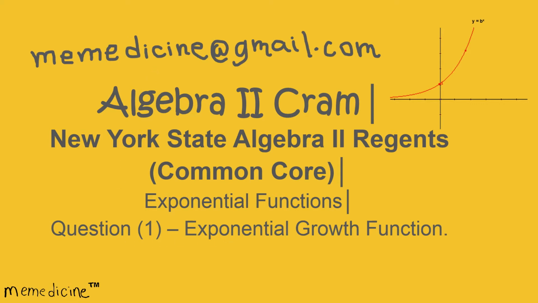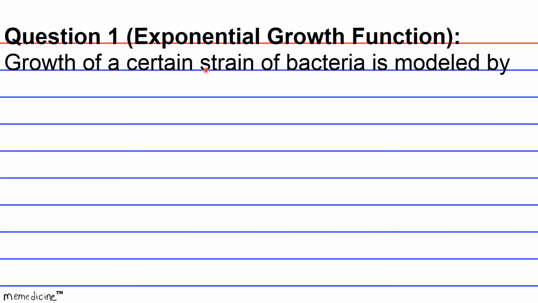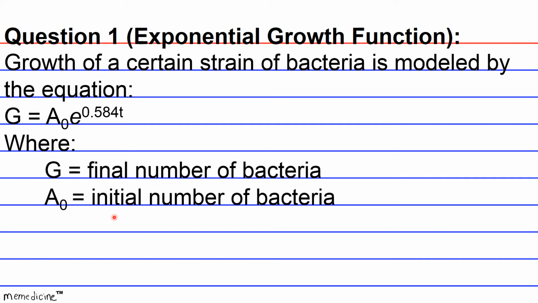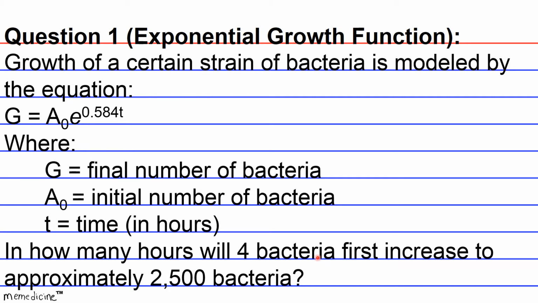All right, let's delve into the concept. Question 1, exponential growth function. Growth of a certain strain of bacteria is modeled by the equation G equals A sub 0 times e, this is Euler's number or the natural number, raised to the 0.584t, where G equals the final number of bacteria, A sub 0 equals the initial number of bacteria, and t equals time measured in hours. The question is, in how many hours will 4 bacteria first increase to approximately 2,500 bacteria? Definitely press pause if you need to, and I'll give you a moment to think.